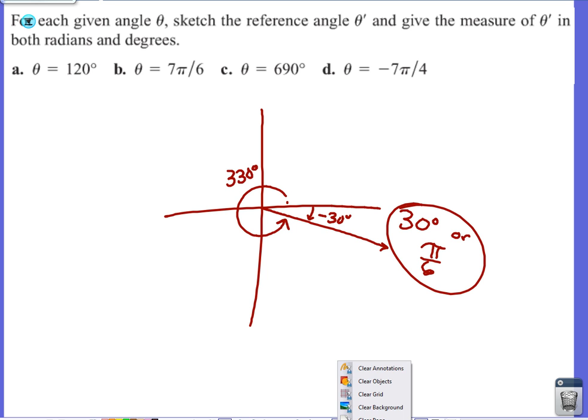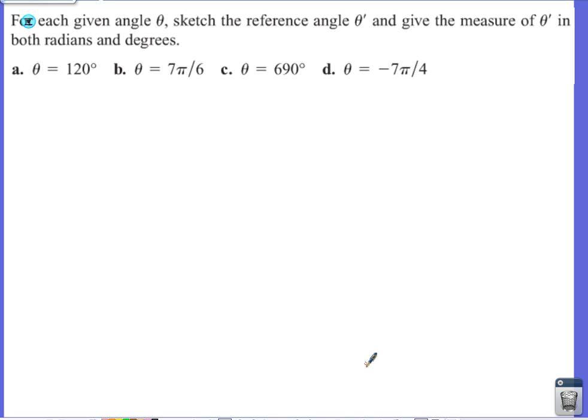And the last one, negative 7 pi over 4. I really don't like that. Let's add rotations to that. Well, first off, let's change it. Pi over 4 is 45. Somebody multiply that by 7 for me, please. And that gives me negative 315.